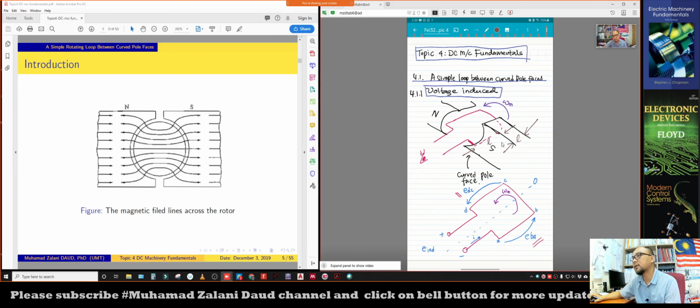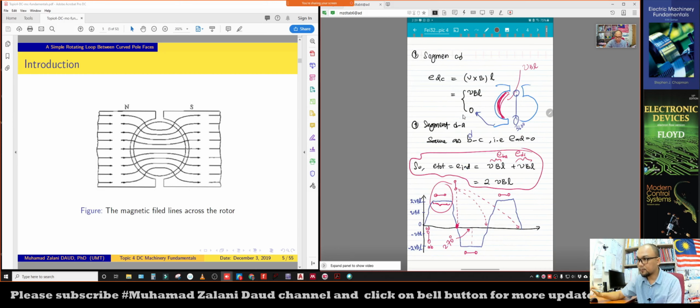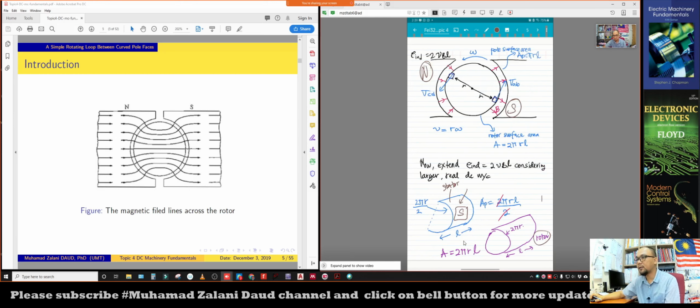Okay, the south pole of the stator, and this particular width is also L. So the stator surface area is given by 2 pi r L divided by 2, which is the stator pole surface area, AP. The rotor surface area, A, is 2 pi r times L.